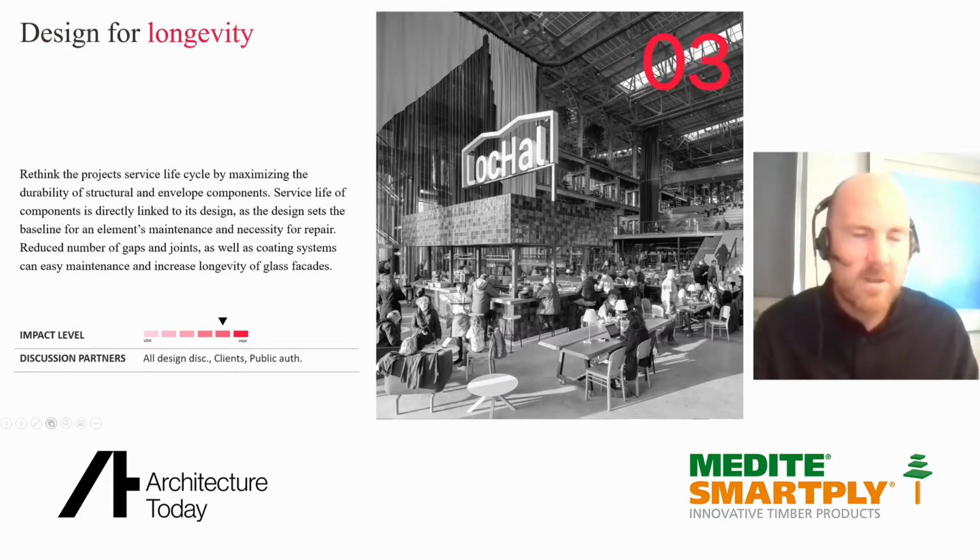The third point is when you're designing for longevity, so maximizing the service life of the components. And how you do that is you focus really on the design, and that design sets the baseline in terms of what is required to maintain and what is a necessity for repair. So you reduce the number of gaps and joints and all these different types of systems. You increase the longevity of your glass facades. All of these different design components have a large impact.